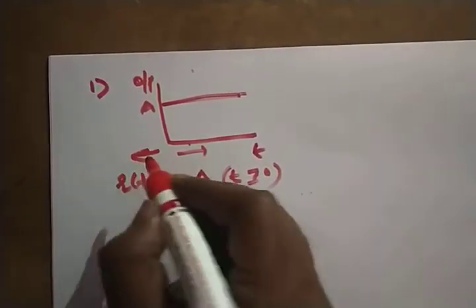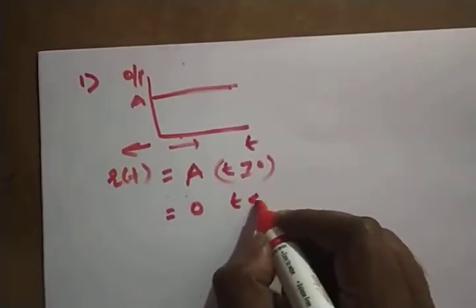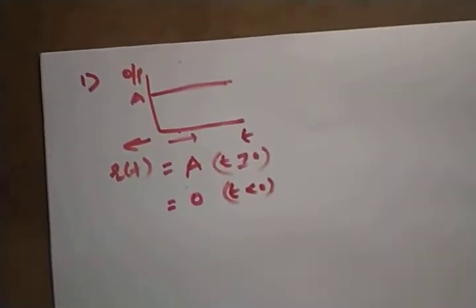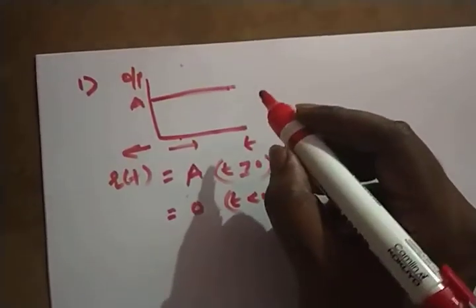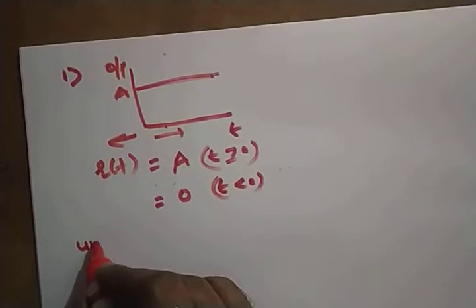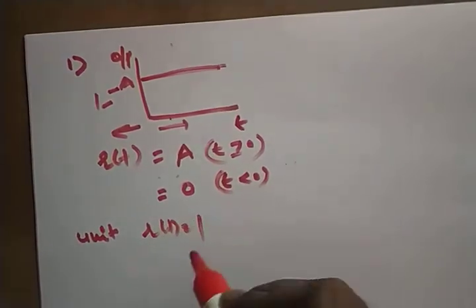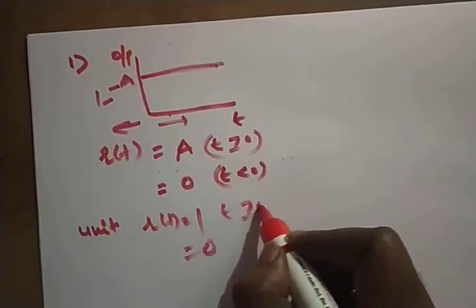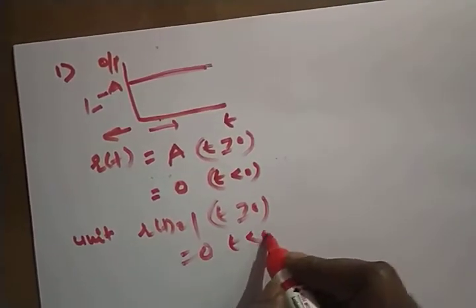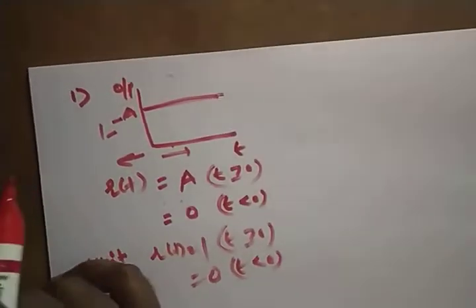For t less than 0, is there any response? There is no response. So for t less than 0, it should be 0. So this we can call a step. If you go for a unit step, in place of magnitude A, you can put it as 1. So for this, R of t is equal to 1 for t greater than or equal to 0, and equal to 0 for t less than 0. So this is the response of a unit step signal.